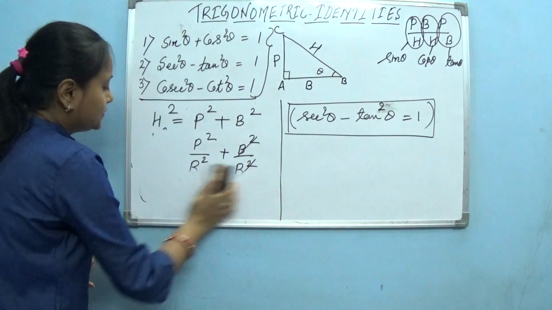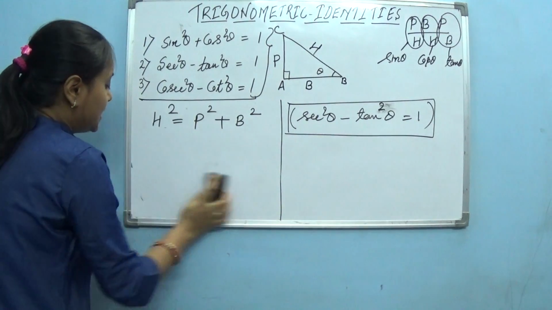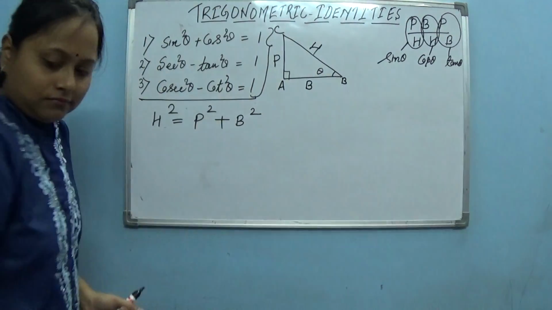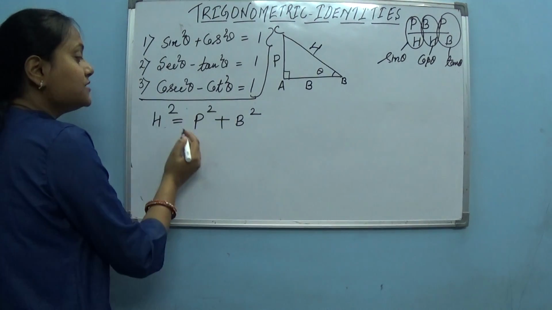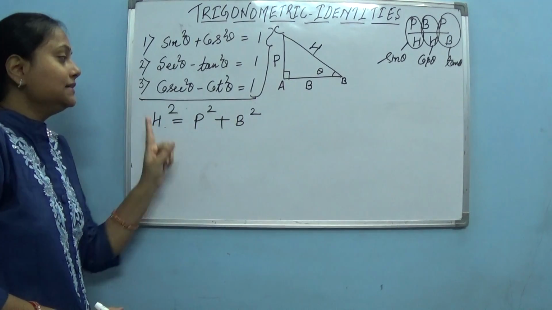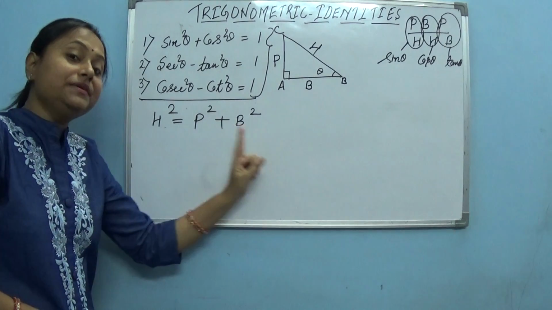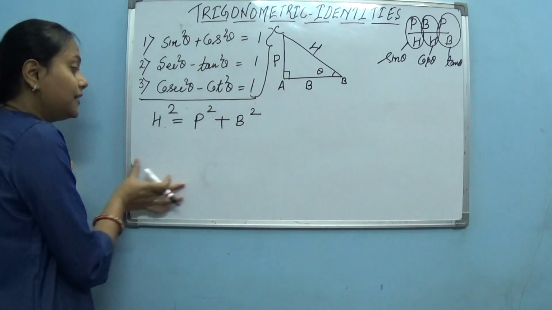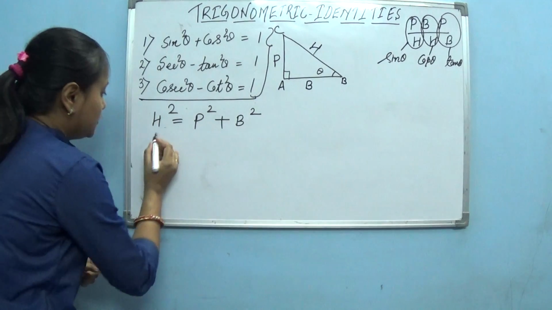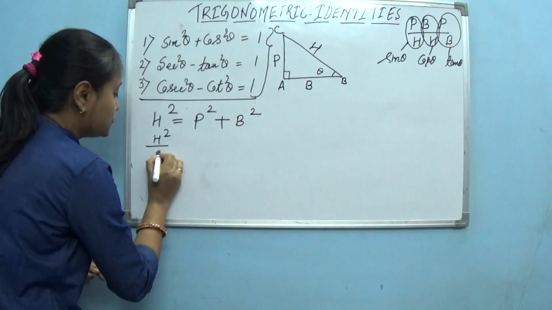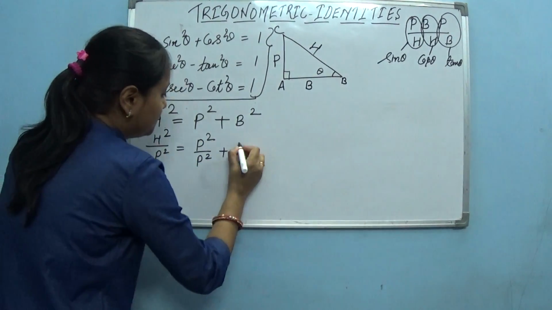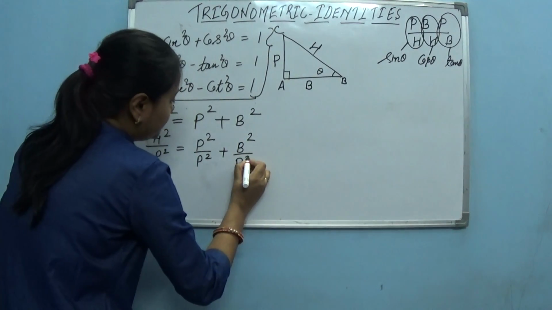Now we will prove the third fundamental identity with the help of Pythagoras theorem. Clear? Now h square is equal to p square plus b square. First, to prove, we divided by h square. Second, we divided by b square, meaning base square. And third, we will divide the equation by perpendicular square. So h square upon p square is equal to p square upon p square plus b square upon p square.